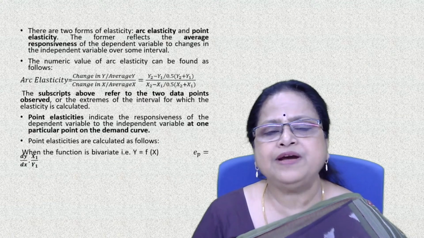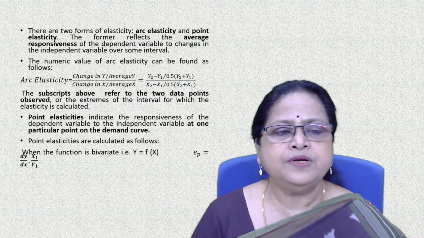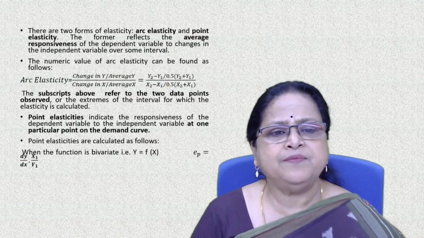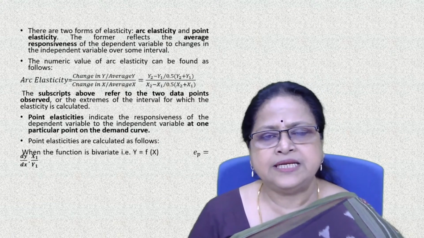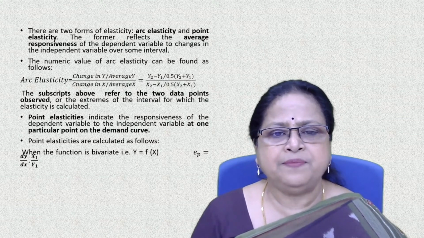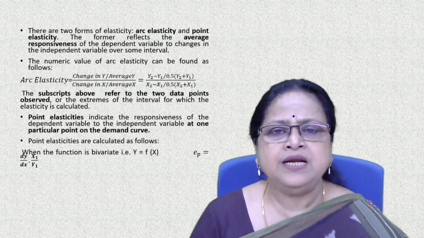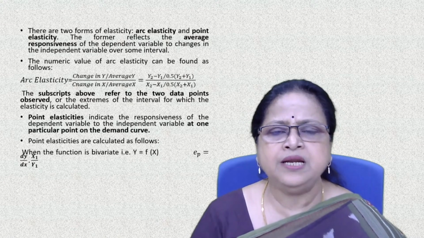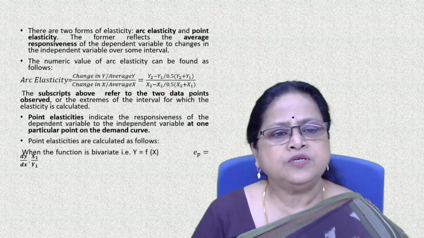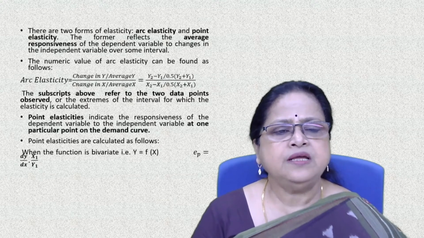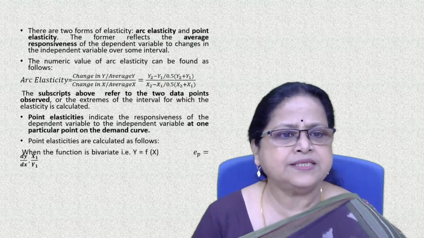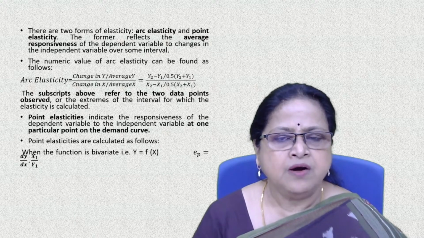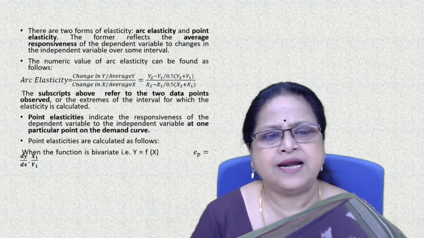Now look at 0.5, 0.5, they are same in numerator and denominator. That is why they will cancel out. So the subscripts above refer to the two data points, that is y1 refers to y at period 1, y2 is y at period 2. Similarly, x1 is at period 1, x2 is at period 2. So the subscripts here actually refer to data points, or the extremes of the interval for which the elasticity is calculated, or original and final, you can say that way also.